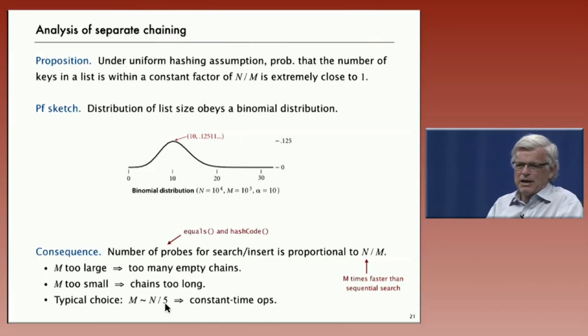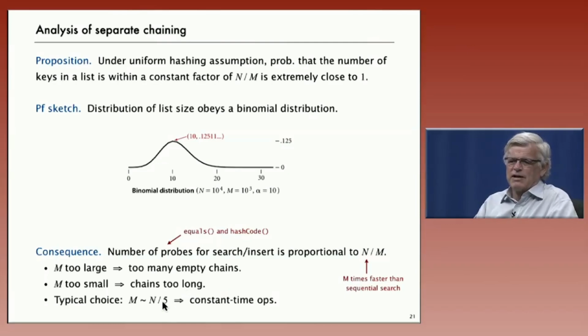So you can't make M too large, or you have too much space, and you'll have empty chains or short chains. And if you make M too small, then the chains are too long. You have to search through them all. So let's say M is N over 5, and then you get constant time searches and not much extra space. You have extra space for the links to implement the linked list, but the rest of the table is not much extra space. And those are typical parameters.